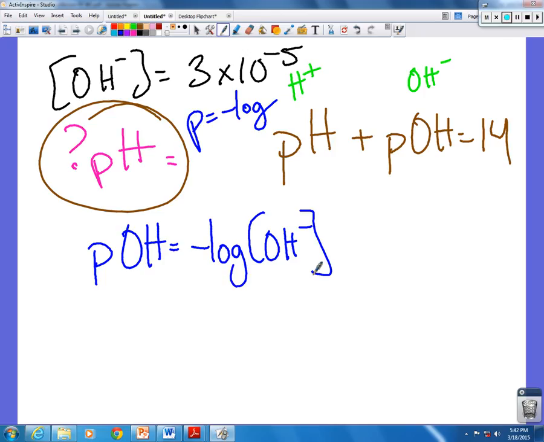Do I have that number? What was that number? Was it to the negative 5th? Oh, yeah, it is. Alright, Seth, do that number for me. Do negative log, or however you have to do it in the calculator, of 3 times 10 to the negative 5th. Tell me what you get.